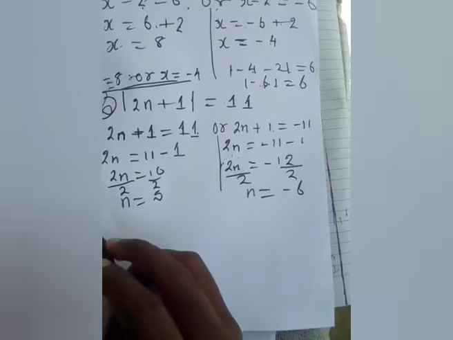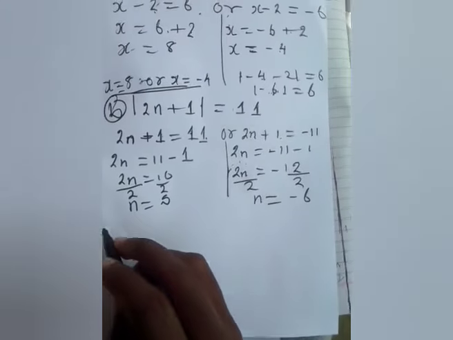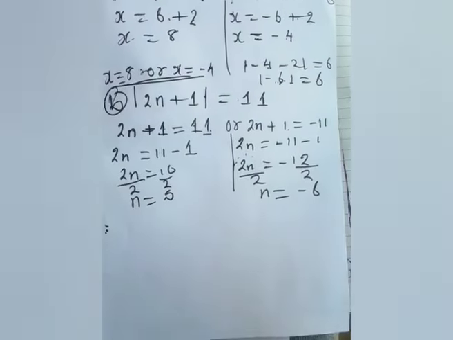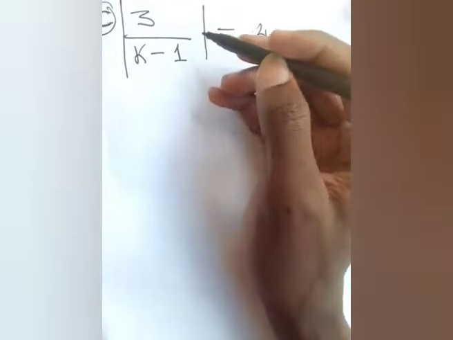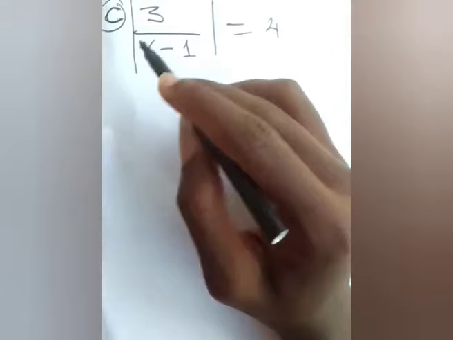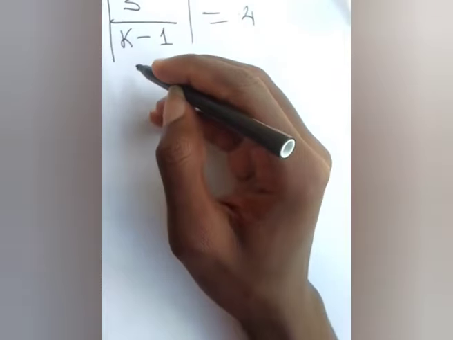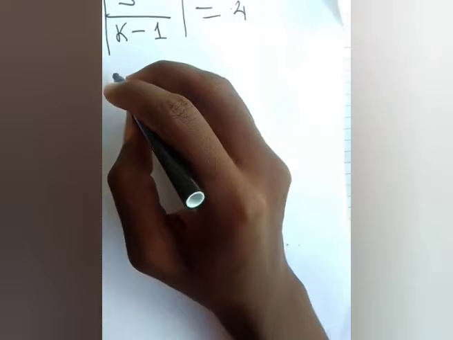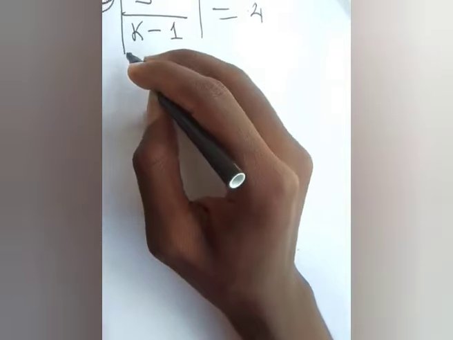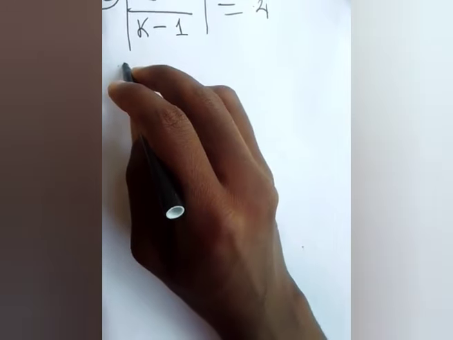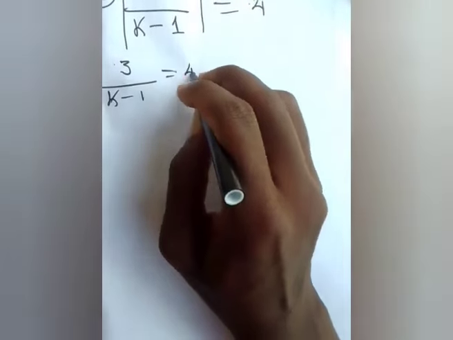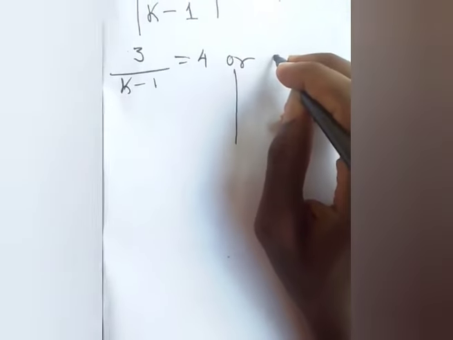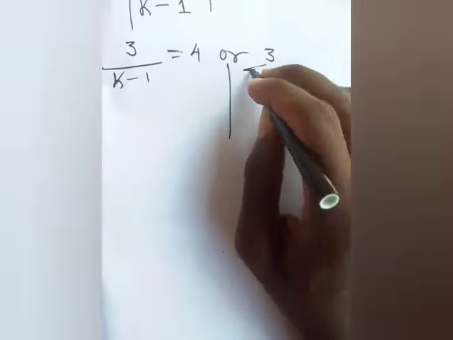So C is quite tricky. So C, I think I'll start this on a new page. All right. So we have this question here. So the same thing that I told you. So we're going to split this. So it's going to be 3 over k minus 1 is equal to 4, or 3 over k minus 1 is equal to negative 4, right?